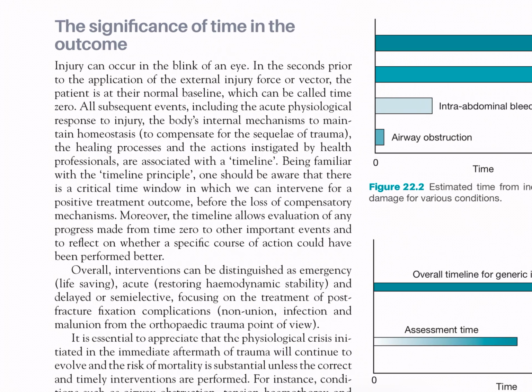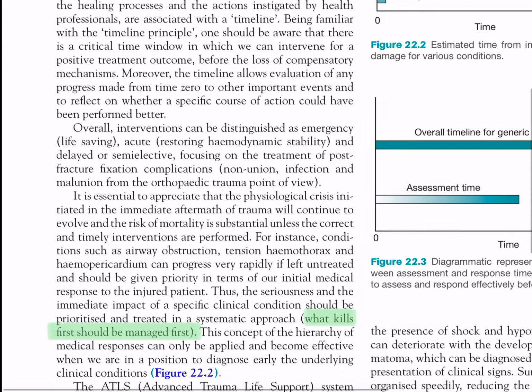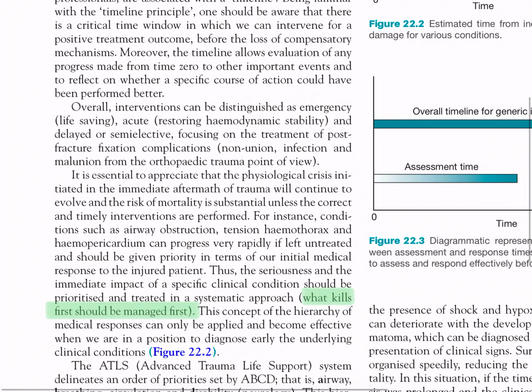Being familiar with the timeline principle, one should be aware that there is a critical time window in which we can intervene for a positive treatment outcome before the loss of compensatory mechanisms. Moreover, the timeline allows evaluation of any progress made from time zero to other important events and to reflect on whether a specific course of action could have been performed better. Overall, interventions can be distinguished as emergency life-saving, acute restoring hemodynamic stability, and delayed or semi-elective, focusing on the treatment of post-fracture fixation, complications, non-union, infection, and malunion from the orthopedic point of view.